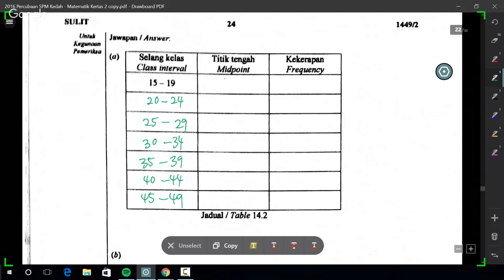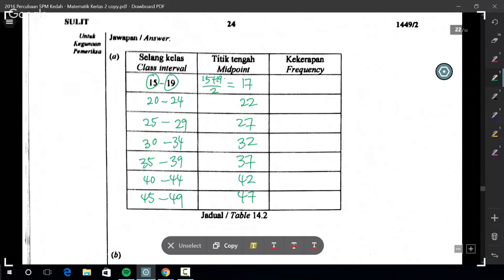After I solve this one, they ask me to do the midpoint. Midpoint is very easy. Lower limit plus upper limit divided by 2. That means 15 plus 19 over 2, which gives 17. The next one you will get is 22. This one you get is 27. This one you get is 32, 37, 42, 47. You will see the pattern always goes up by 5.